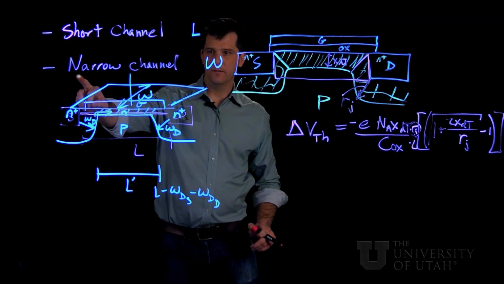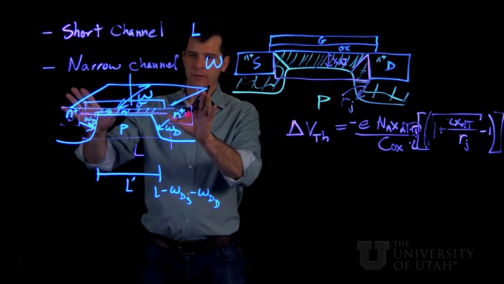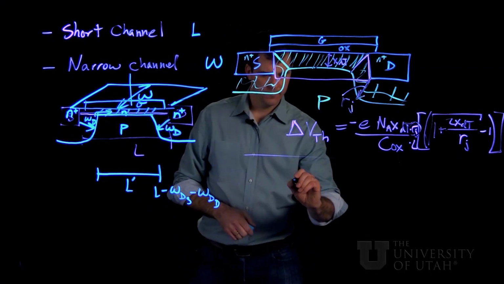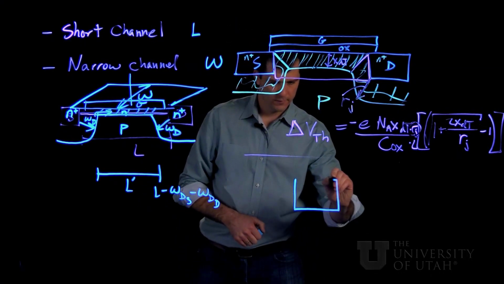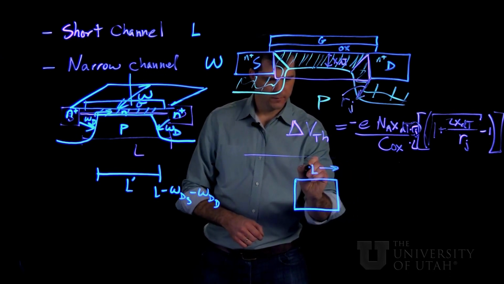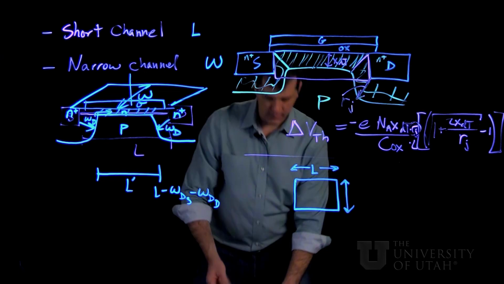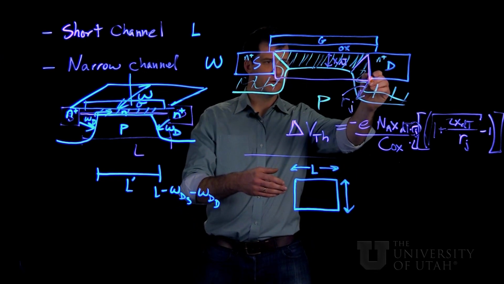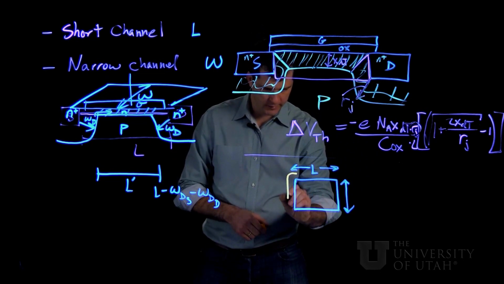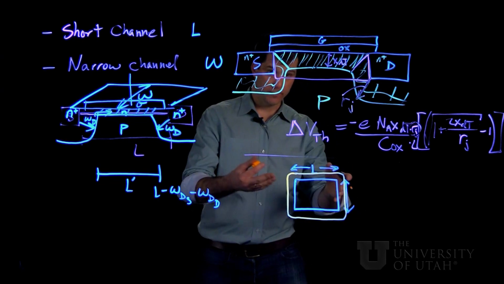In the narrow channel effects, we have to look at the shape of the depletion width underneath the gate contact. We look down from the top. The gate contact is going to be a rectangle with dimensions L by W. And for the same reason, the actual depletion width under the gate is going to be shaped more like a rounded rectangle as viewed from the top. It's a little bit bigger than the physical gate.